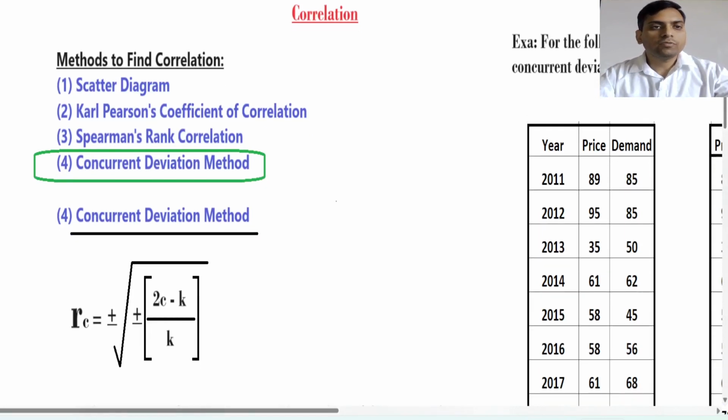So in correlation, there are four methods: scatter diagram, Karl Pearson coefficient of correlation, Spearman rank correlation, and the concurrent deviation method. Now we are studying the concurrent deviation method, denoted by rc, and this is the formula. I will explain it later because before explaining this formula, we need to understand many things.